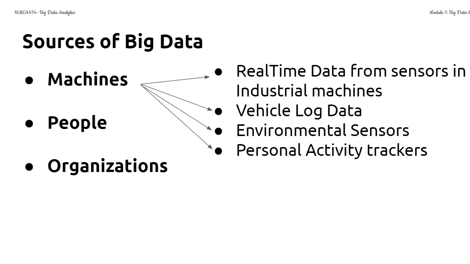There are environmental sensors that give us the weather updates, maybe on the humidity, maybe on the temperature and other things. Also, there are personal activity trackers which most of us use on a day-to-day basis. So these are the multiple machines which keep on generating data at a very huge rate. In industrial machines, there are a lot of industries, and in each and every industry a lot of sensors are being used.